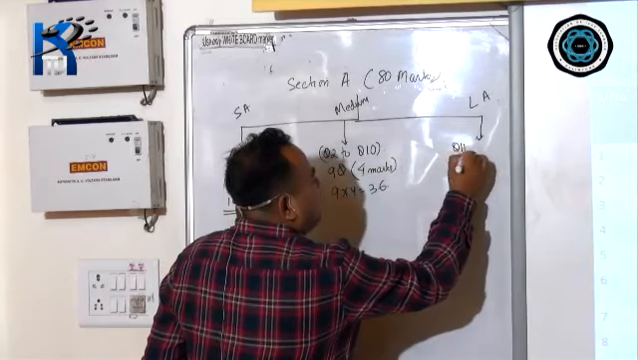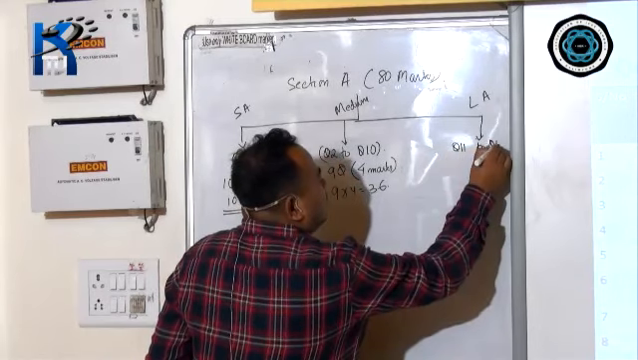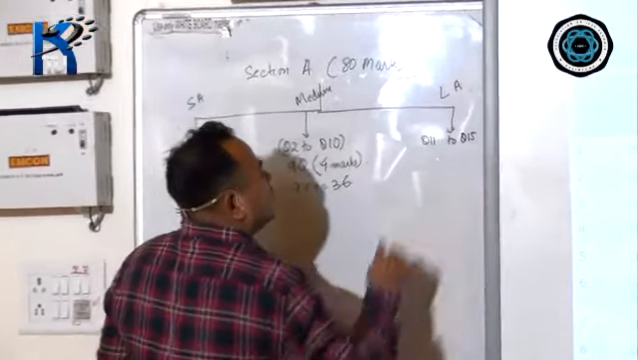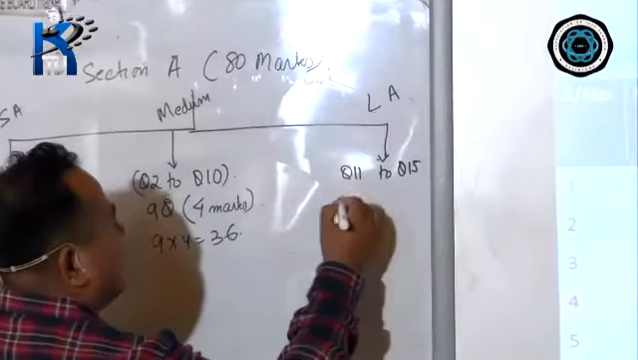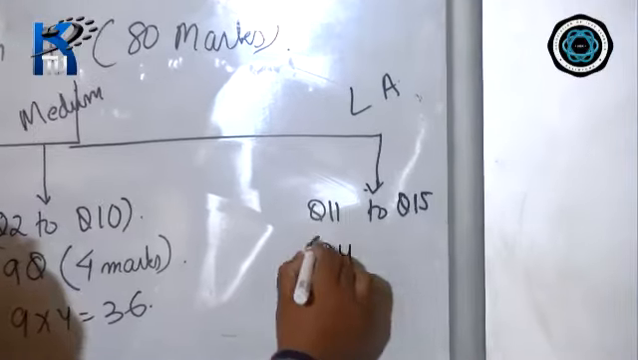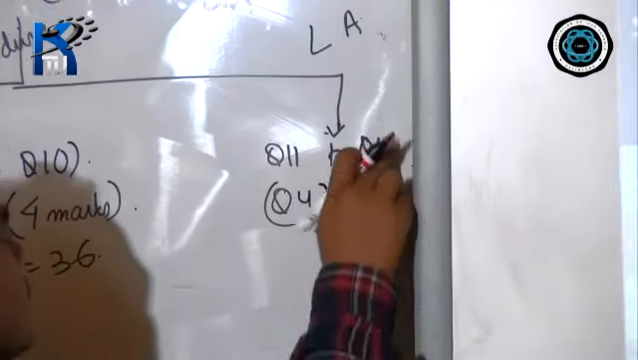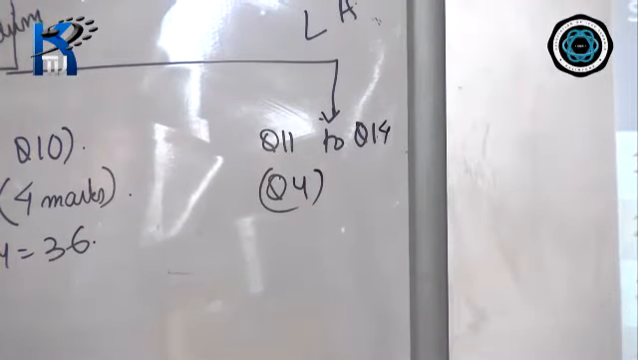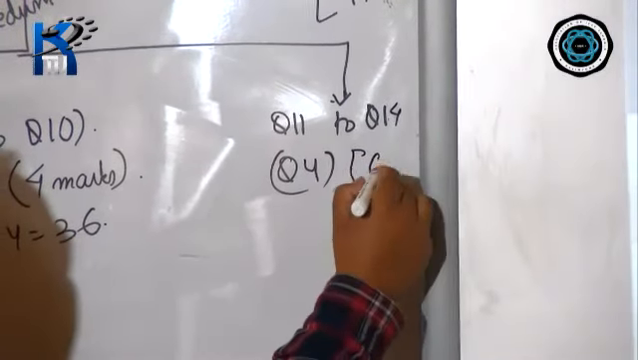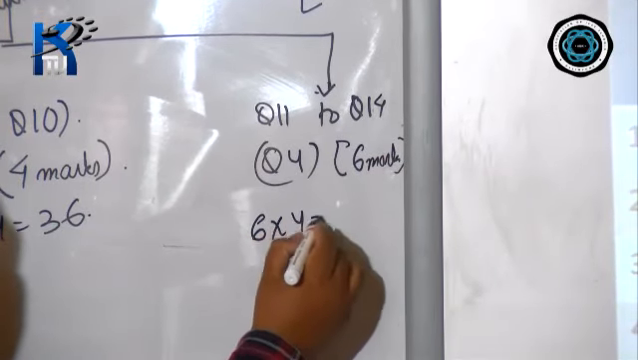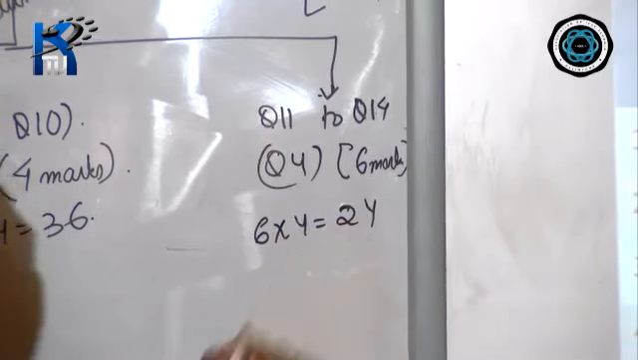Now last is the long answer question. From question number 11 to question number 15, you'll have to do 4 questions. I guess it's 14, huh? Yeah, 4 questions. Each question will carry 6 marks. So 6 into 4 equal to 24.